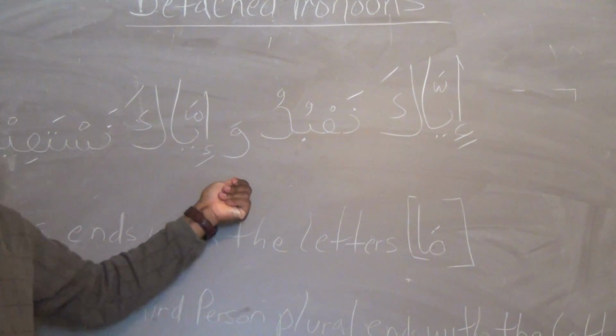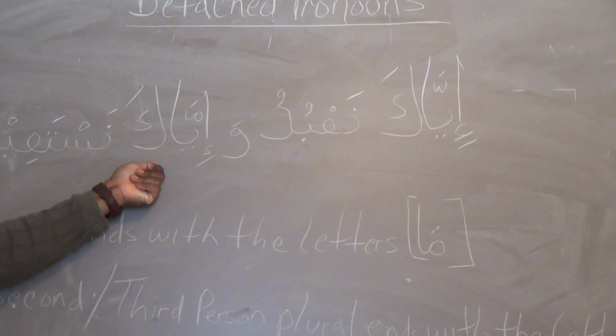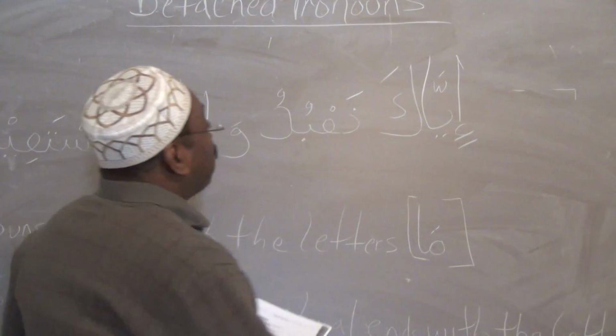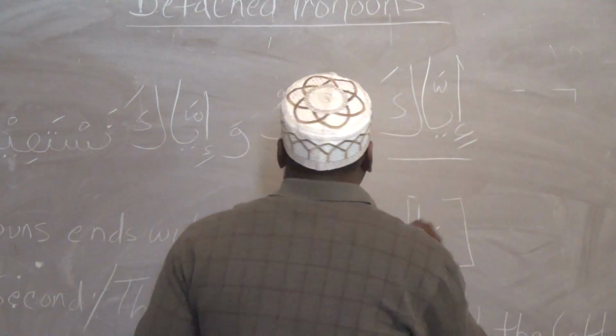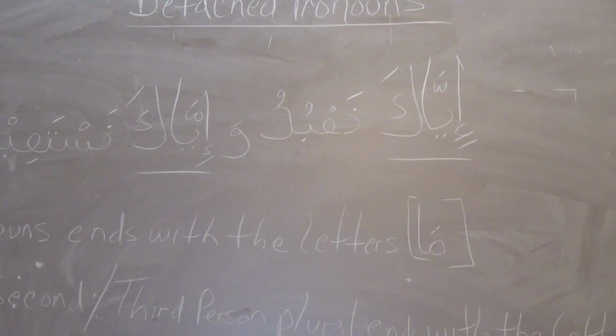And, wa, iyaka again. So the pronoun would be in this phrase, and again if I underline the pronoun. So that's an attached pronoun, and that's a detached one. This is an attached pronoun right here, right?